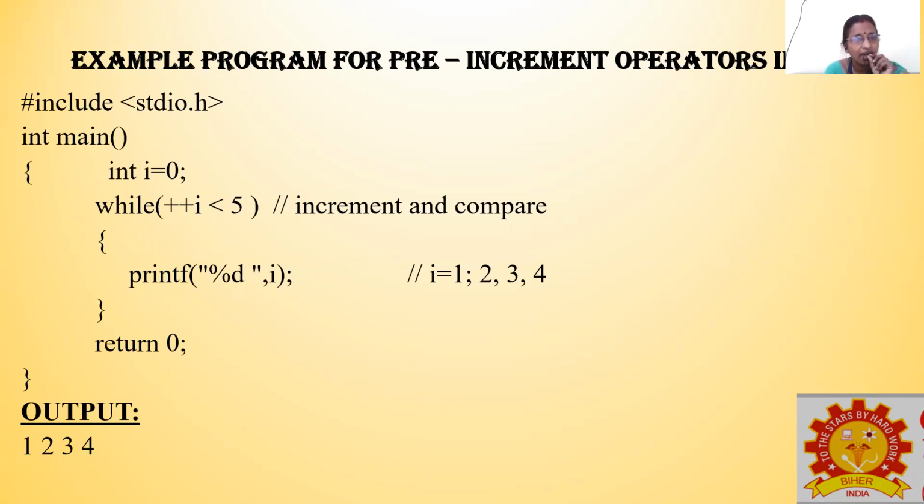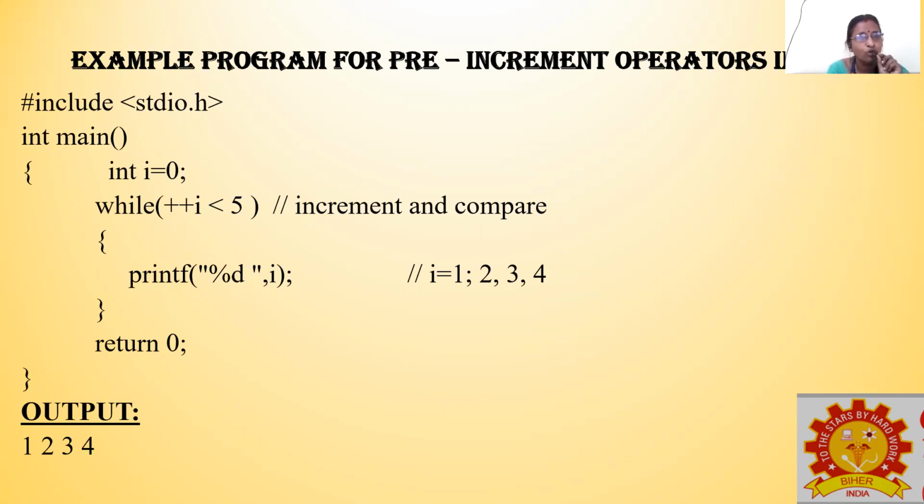When you increment the i value, it becomes 1. Then 1 is compared with 5. 1 is less than 5, so print the value 1. Then go to the while loop, ++i again applies the operator. First increment the i value. Already i is 1, now when you increment, it becomes 2. 2 is less than 5, so you print the value 2.